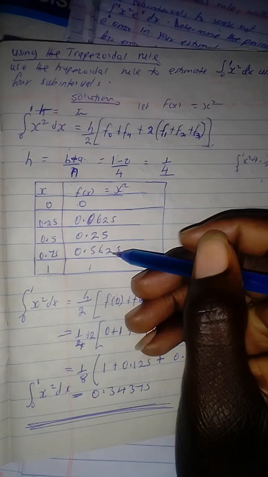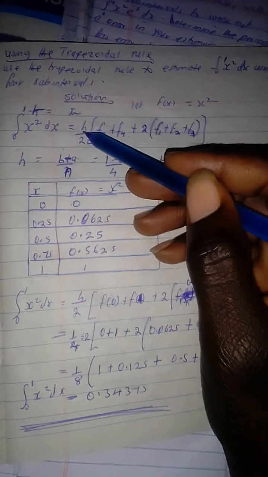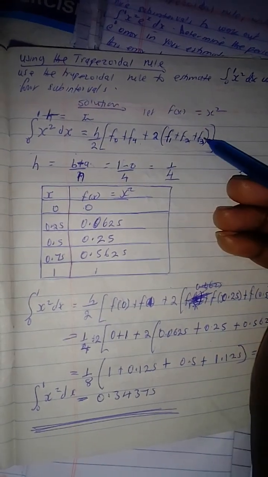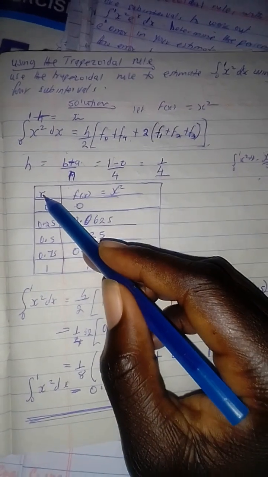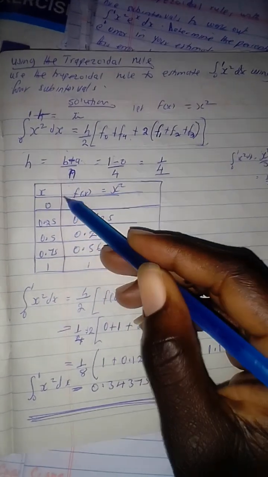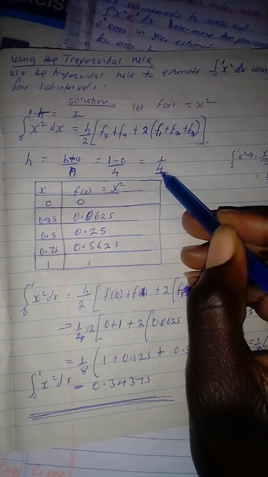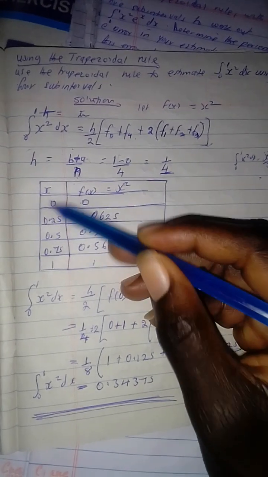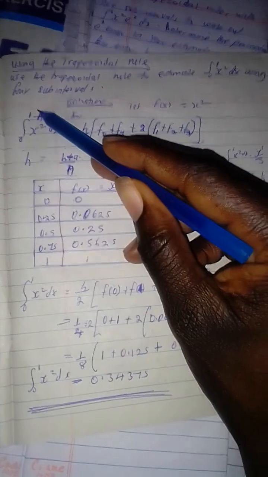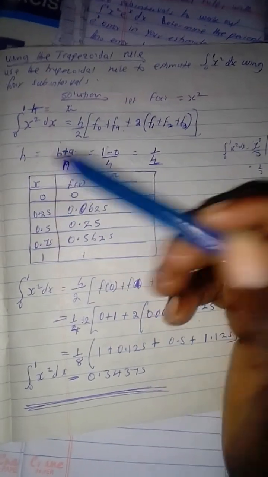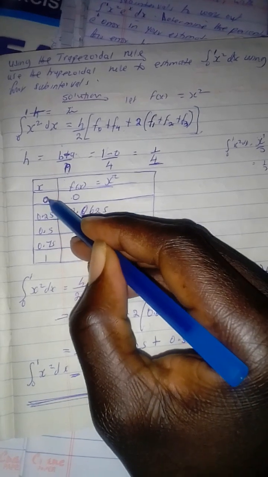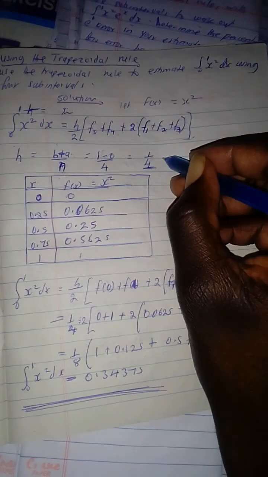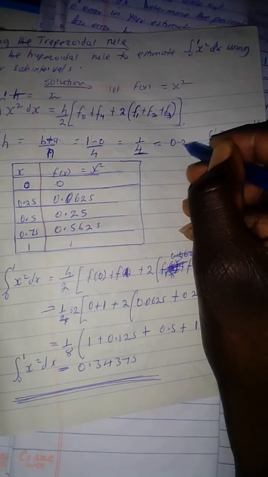Now, we have so far gotten h. Now we are going to get the f's. The importance of this h is to help us to get the intervals from 0 to 1. We are going to be adding the first one. The first interval starts from 0. Now, we are going to add our h, whereby h is the same as 0.25.